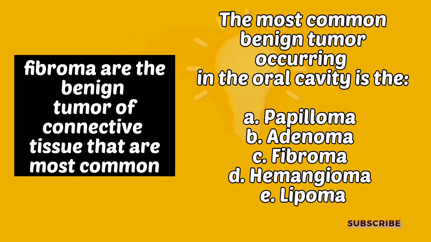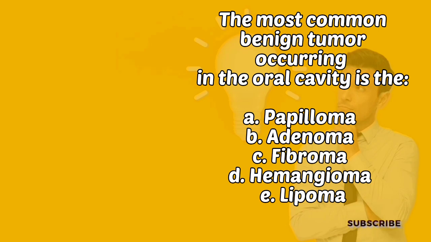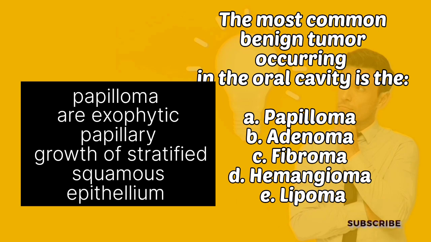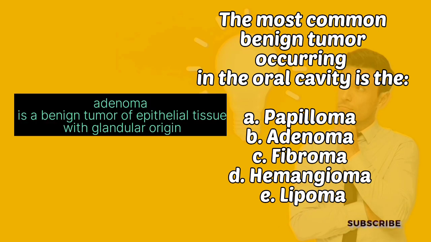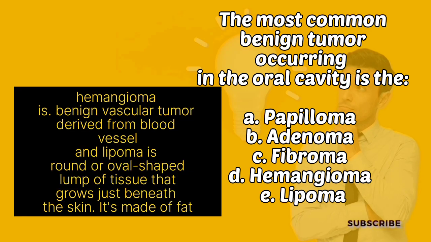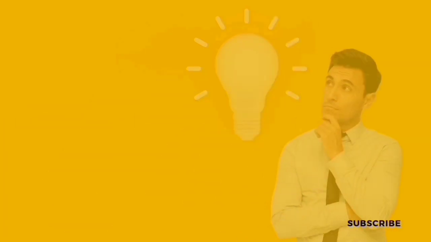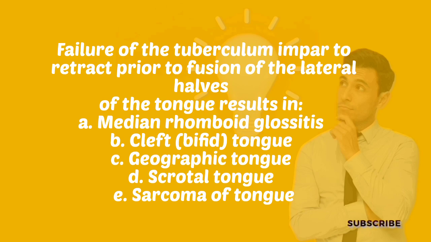Fibromas are the benign tumors of connective tissue that are most common, and papillomas are exophytic papillary growths of stratified squamous epithelium, while adenoma is a benign tumor of epithelial tissue with glandular origin, and hemangioma is a benign vascular tumor derived from blood vessels, and lipoma is a round or oval-shaped lump of tissue that grows just beneath the skin. It's made of fat.